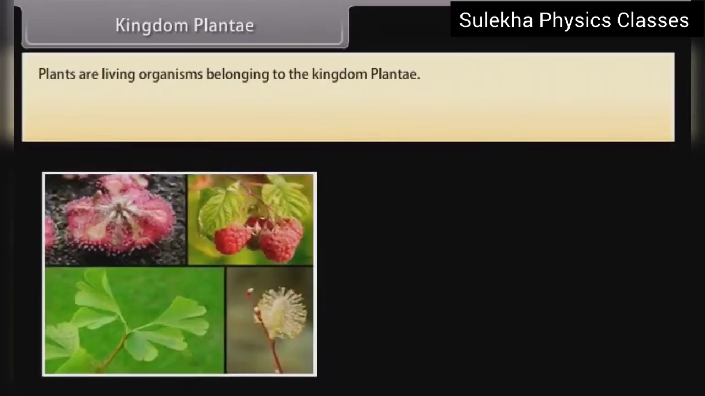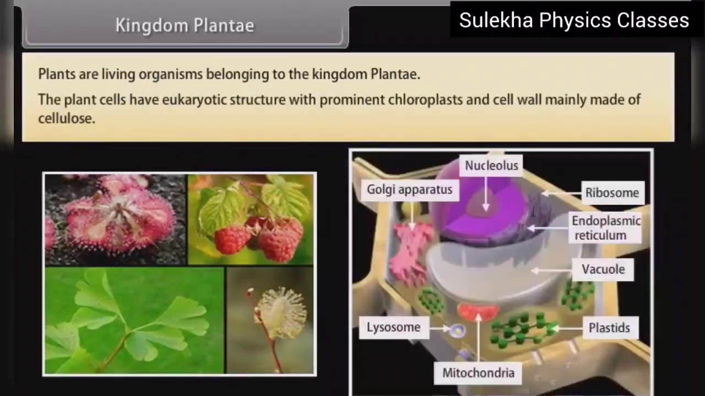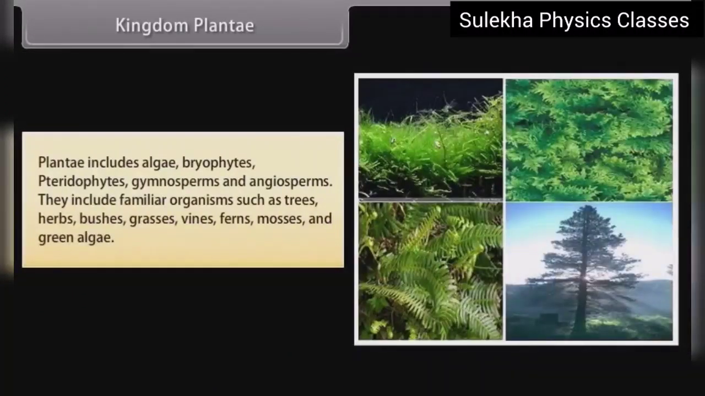Kingdom Plantae. Plants are living organisms belonging to the kingdom Plantae. The plant cells have eukaryotic structure with prominent chloroplasts and a cell wall mainly made of cellulose. Plantae includes algae, bryophytes, pteridophytes, gymnosperms and angiosperms. They include familiar organisms such as trees, herbs, bushes, grasses, vines, ferns, mosses, and green algae.